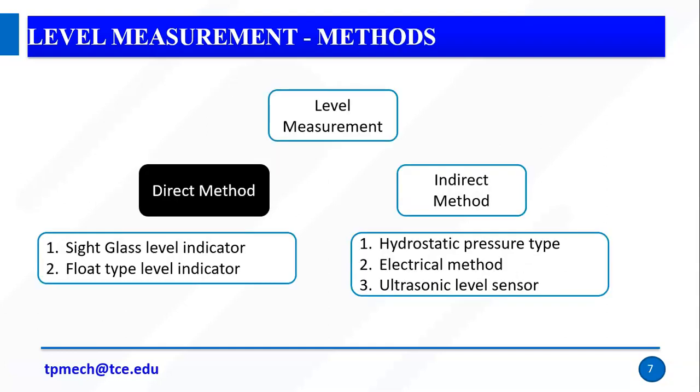We can measure in two ways: the direct method and the indirect method. In the direct method we have two methods: the straight glass level indicator and the float type level indicator. In the indirect method we have three methods: hydrostatic, electrical, and ultrasonic.